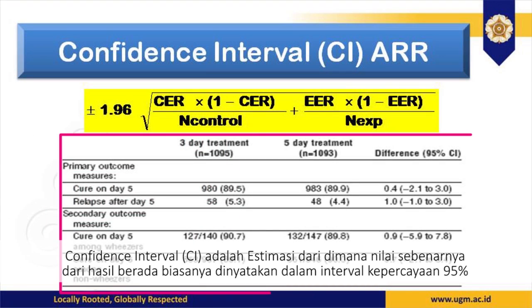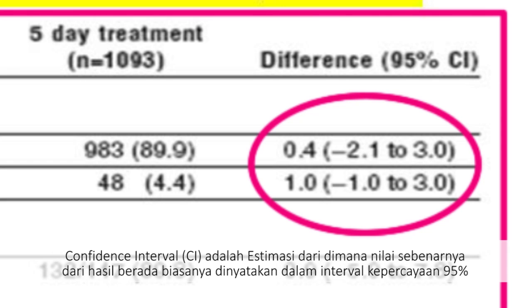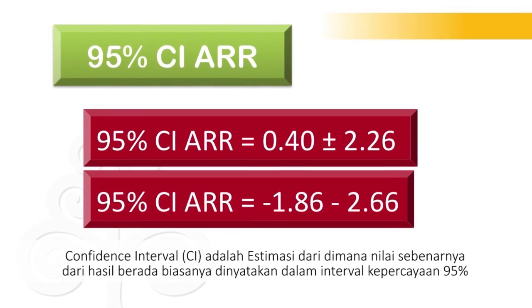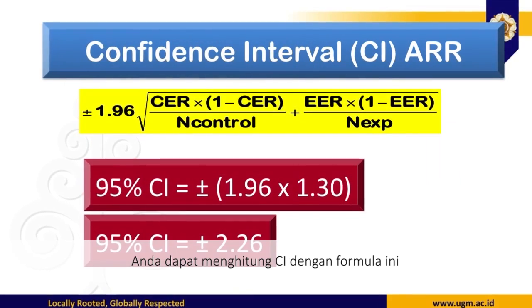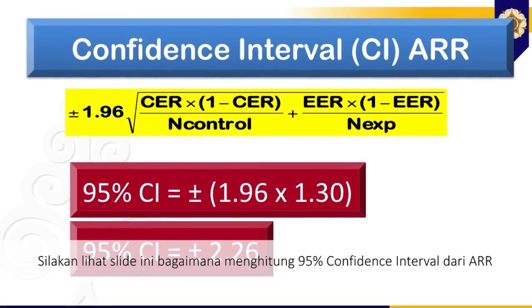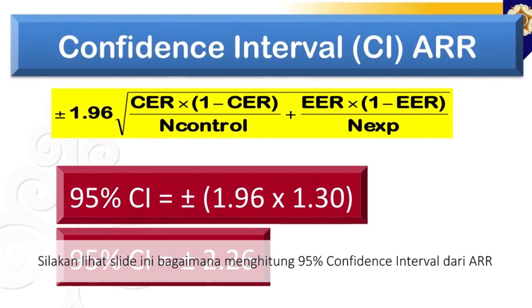Confidence interval, CI, of ARR. The estimate of where the true value of results lies is usually expressed in terms of a 95% CI. You can calculate the CI by this formula. Please see this slide, how to calculate 95% CI from ARR.